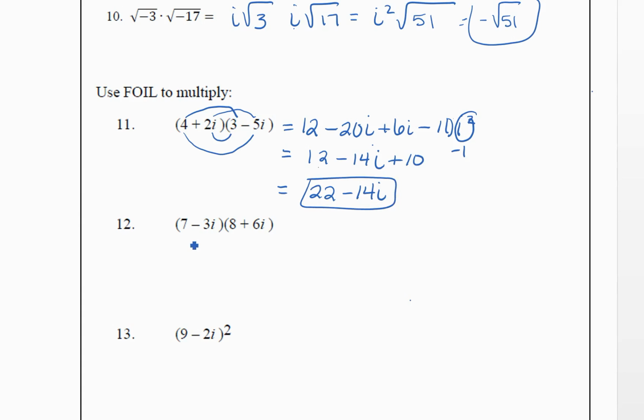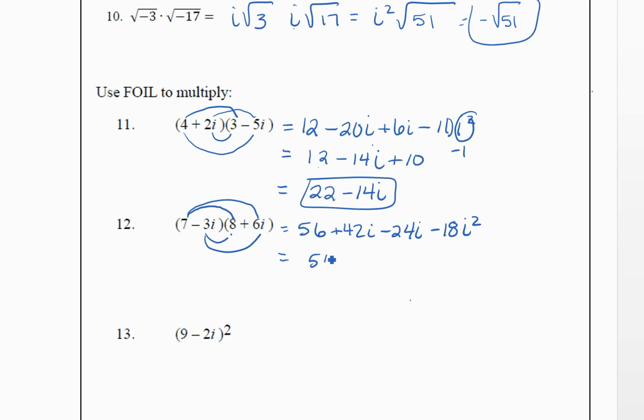Okay, let's do another one. So here we have 7 minus 3i times 8 plus 6i. So we'll do our first term. 7 times 8 is 56. Our outside terms, 7 times 6i will be plus 42i. Our inside terms, -3i times 8 will be minus 24i. And our last terms will be -3i times 6i, so minus 18i squared.